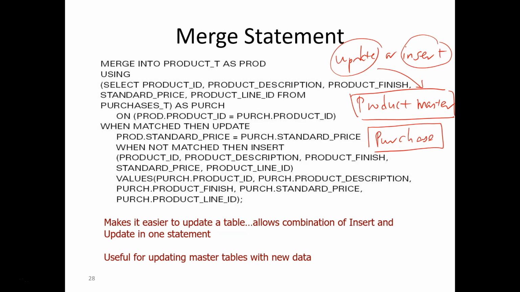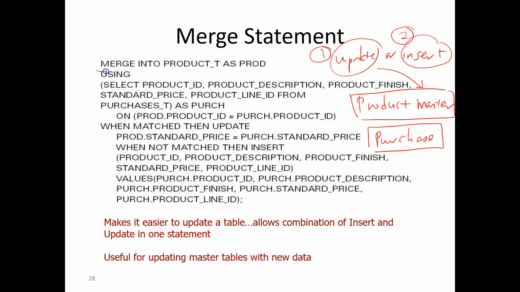So this will require basically two actions. One is to update the price for existing products. Right? The other action would be to insert new records for new products. Okay, so how do you achieve these two results simultaneously with one action? What you can do is use the merge statement.